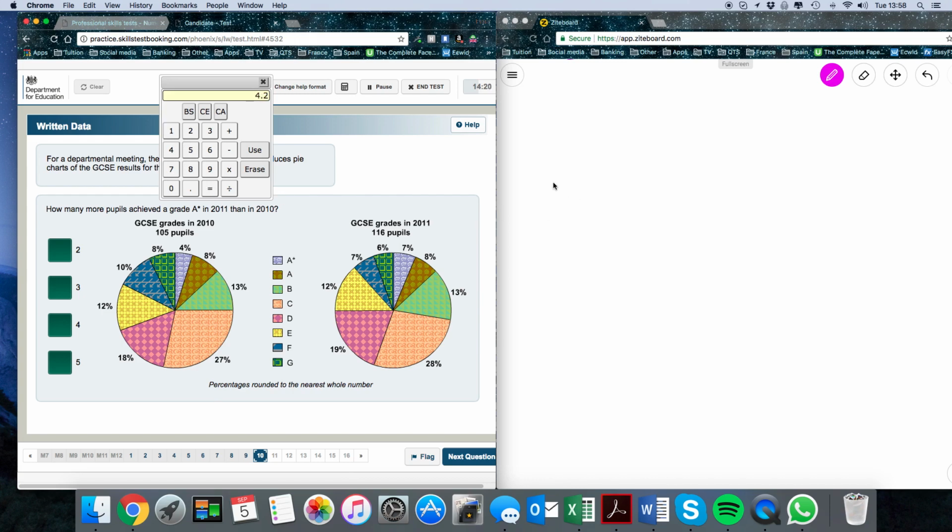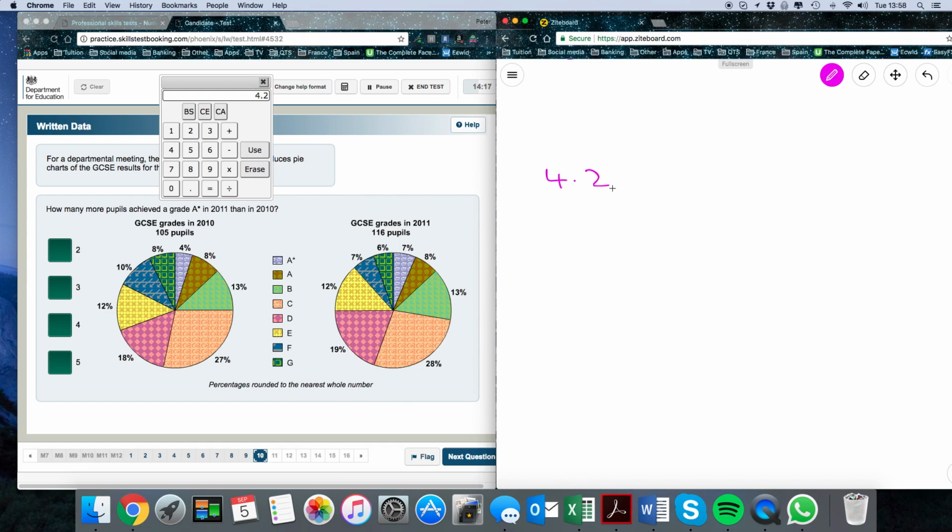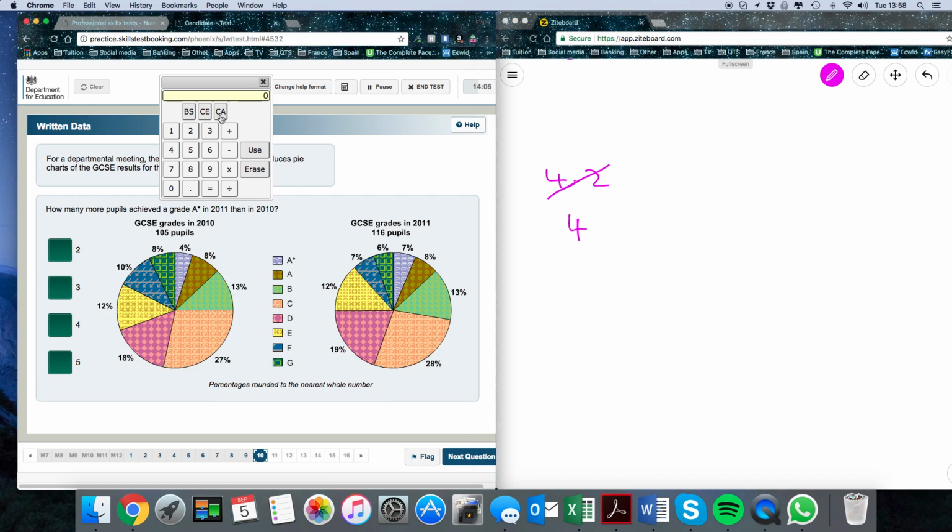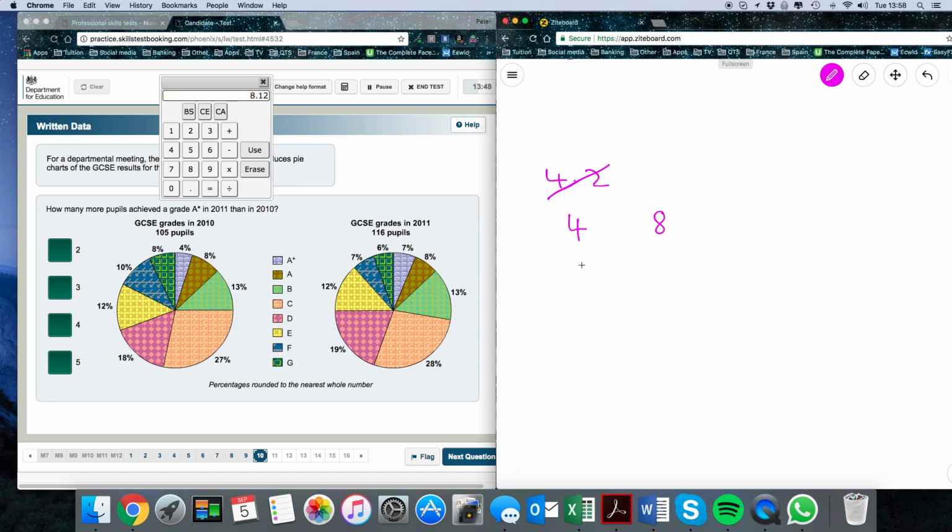They're called decimal multipliers. So you've got 4.2 pupils in 2010. You can't have 4.2 pupils. It's been rounded. It says at the bottom that it's been rounded to the nearest whole number. So it was 4 pupils. Same for 2011. It's 7% this time. So 7% is 0.07, but it's of a different number of pupils. It's 116 pupils. So we put that number in. 8.12, round that down to 8. 8 take away 4 is 4.